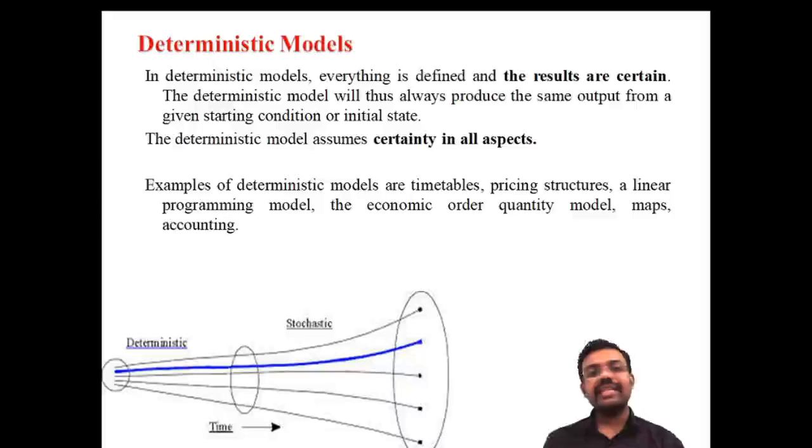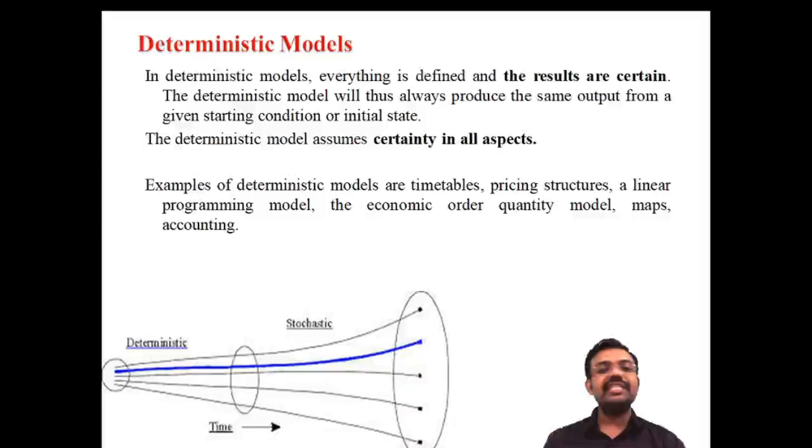In a deterministic model, everything is defined and the results are certain. It will definitely happen. There is no probability. The deterministic model will produce the same output from the given starting condition, the initial state. It is always a certainty in the real aspects. Therefore, this model assumes certainty in all aspects. Everything is certain. The term is known as the deterministic model.